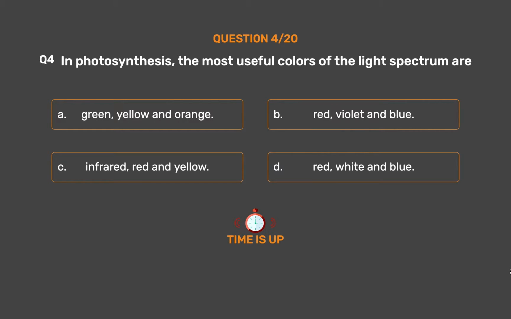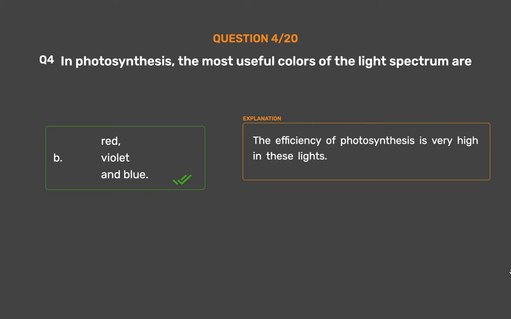The correct answer is option B. Red, violet and blue. The efficiency of photosynthesis is very high in these lights.